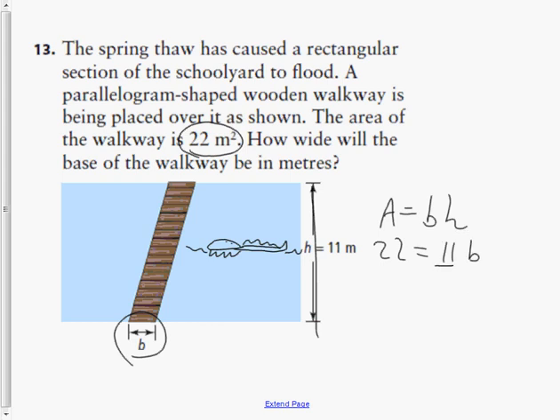Then to isolate, we're simply going to divide both sides by that coefficient, which is 11. We isolate the variable b, and we get 2. So therefore, the maximum length, the base, or the width of that bridge can be is 2 meters.